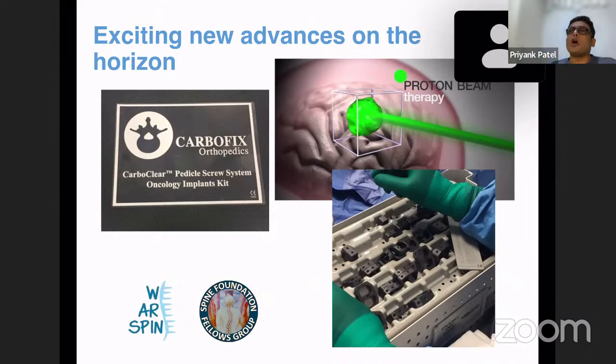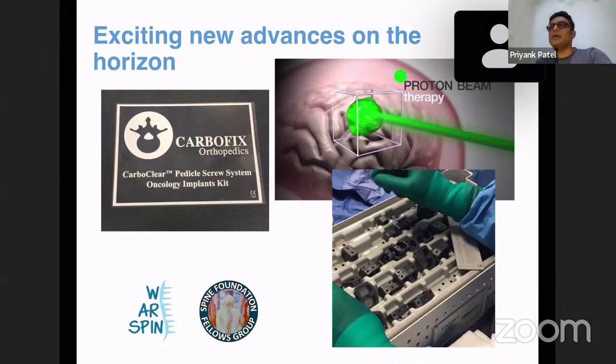Like India has now got proton beam in Chennai, and you are now getting carbon fiber implants which you put in the spine for patients where you want to do proton beam. So these are newer things that keep coming up, and you have to be continuously updated.